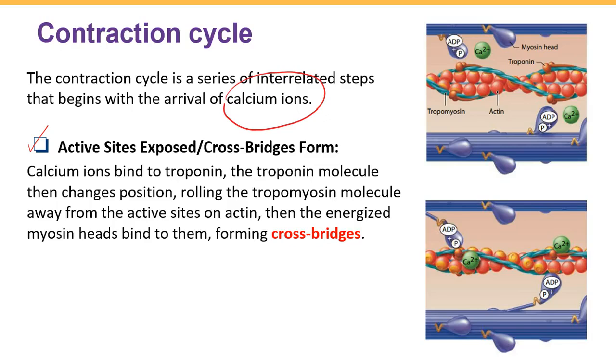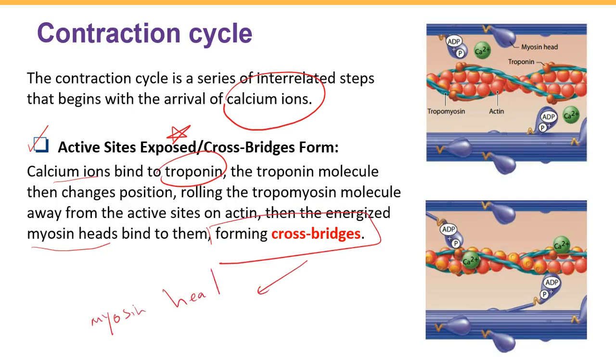As I mentioned, the calcium ions bind to troponin. The troponin molecule then changes position and pulls the tropomyosin away from the active site on actin. Then we have the myosin head, which is fully excited and fully energized to bind to the actin molecule. Then it forms the cross bridge. So what is the cross bridge? When the myosin head binds to the actin molecule, that is called a cross bridge.